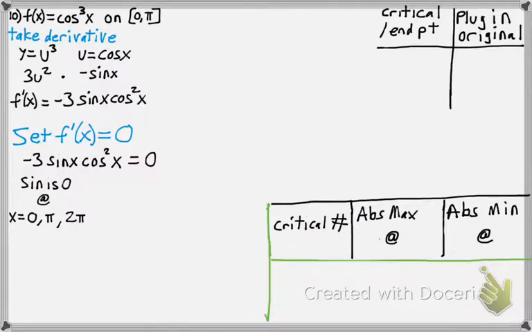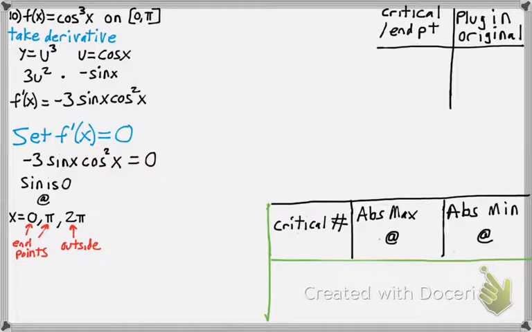Now, I'm actually not going to keep any of these. I don't keep the 0 and the pi because those are already endpoints, so I don't need to worry about those. As for the 2 pi, that is outside of our interval, so I don't need to worry about that. So then, really, sine is not contributing any critical numbers.